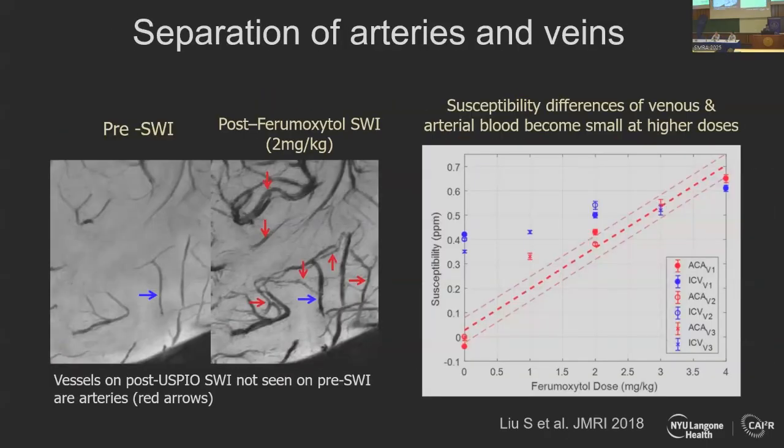When you look at this image on the left carefully, the signal intensity on SWI is also slightly different. The veins appear a little bit darker than the arteries after giving the contrast, especially at the lower dose. And you can see on the right, the graph shows the stability difference between the venous blood and the arterial blood. The venous blood has the higher stability. But when you increase the dose, that difference is getting smaller, and the signal is more saturated. I think this makes sense because we know the USPIO has a strong stability effect.